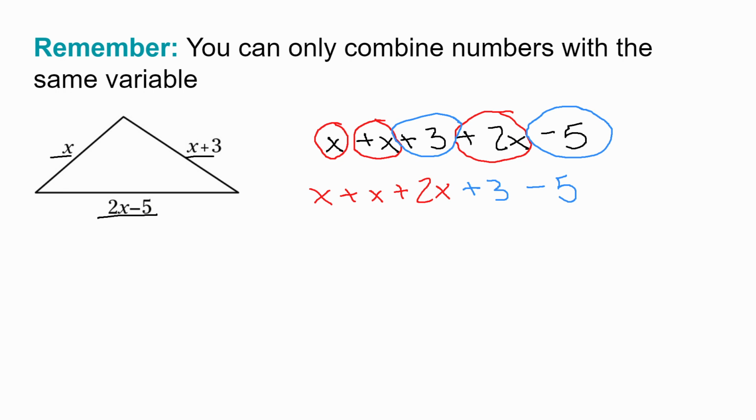I'm going to combine my x's. Remember, if it has no number in front of it, we think that it's a 1. So 1x plus 1x plus 2x is 4x. And then we have 3 minus 5. That's negative 2. I would show that by putting minus 2. We have our x's and our no variables. So this is as much as we can do, and this is our final answer.